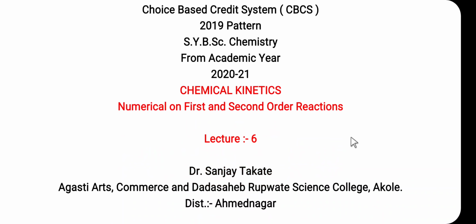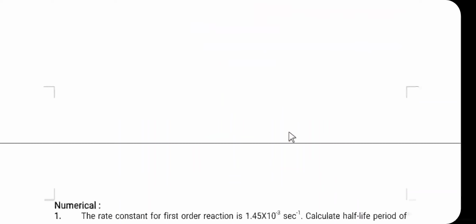In the last few lectures, we have discussed what first order reactions and second order reactions are. We also derived the expression for the velocity constant for the first order reaction and the second order reaction. We also discussed the characteristic features of first and second order reactions. So, in today's lecture, we are going to consider some numericals on the first and second order reactions. So, let us consider them one by one.